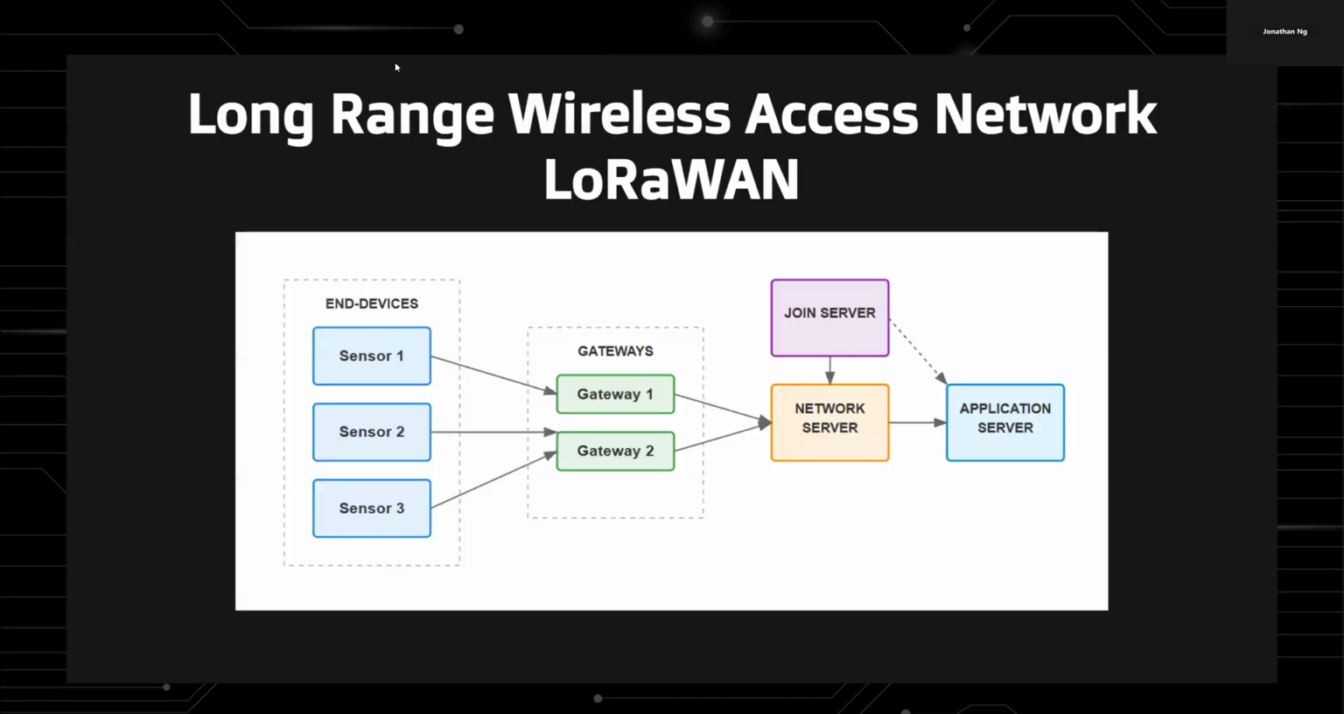LoRaWAN operates on unlicensed spectrum, making use of long-range modulation techniques. It consists of several entities as shown, from the end devices to the gateway, to the network server, and lastly to the application server. The flow of the communication can be both upstream and downstream in order to transfer data from the sensors to the application server and vice versa.